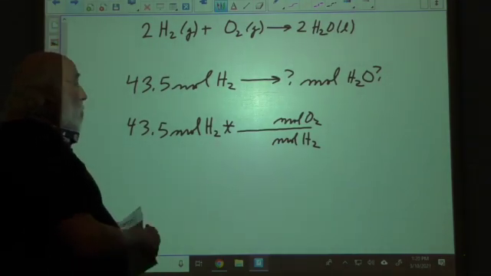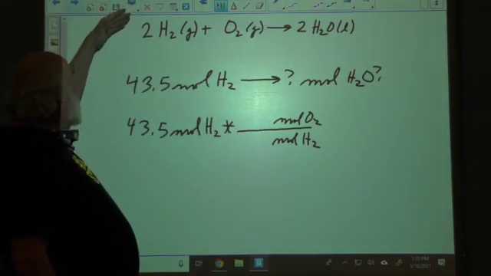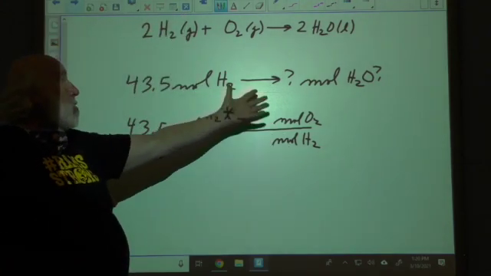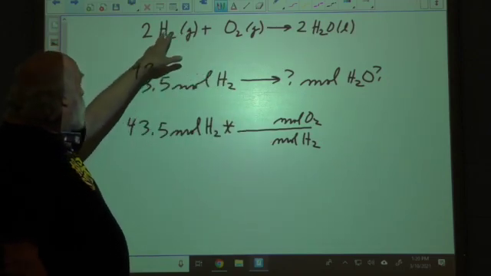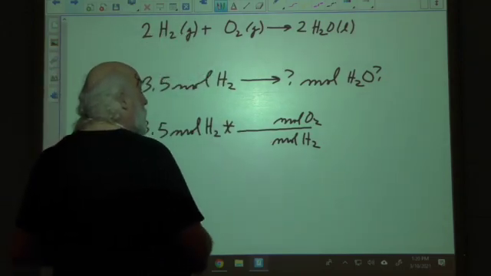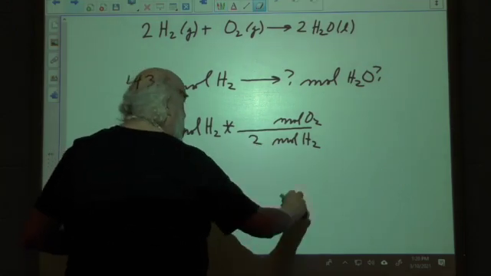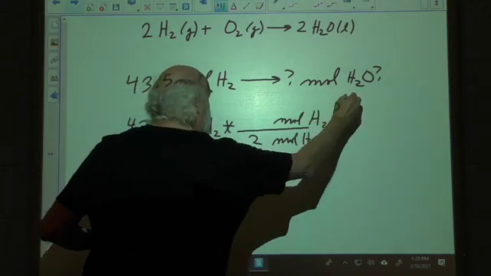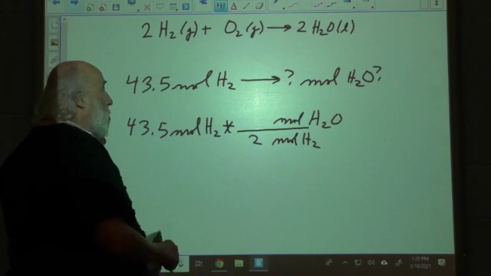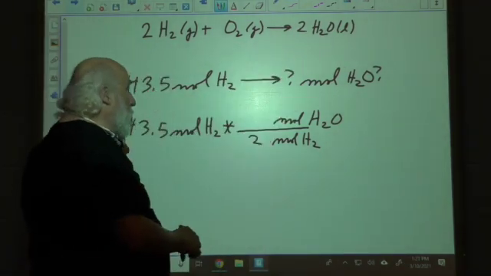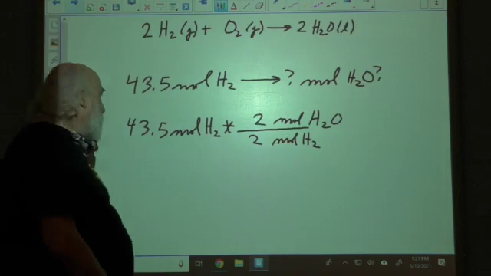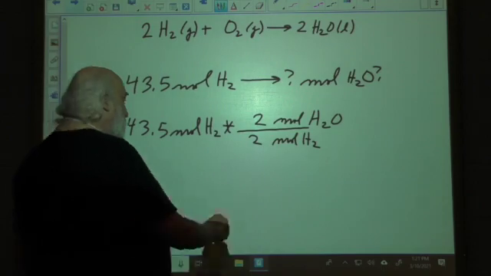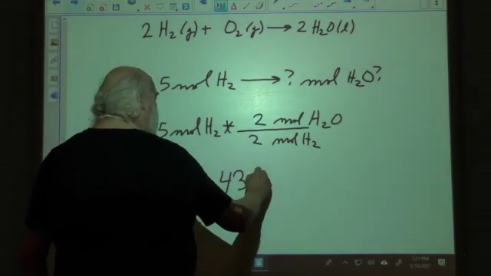Okay? Now, we can get those numbers from this because, as we said, this is both molecules and moles depending upon the context. Where our context here is moles. So that means that I just go find hydrogen and see the number in front, which is 2. I'm going to go to water, not oxygen. And then I go over here, and I got 2 moles of water for that. So on my calculator, I'll take 43.5 times 2 divided by 2, and not surprisingly, my answer is going to be 43.5 moles of water.